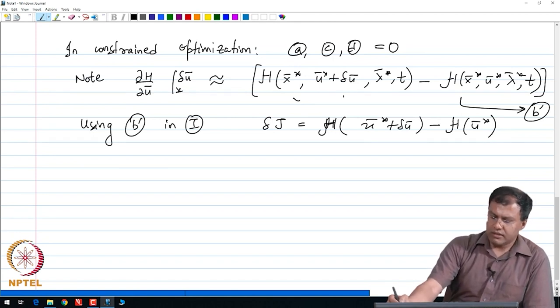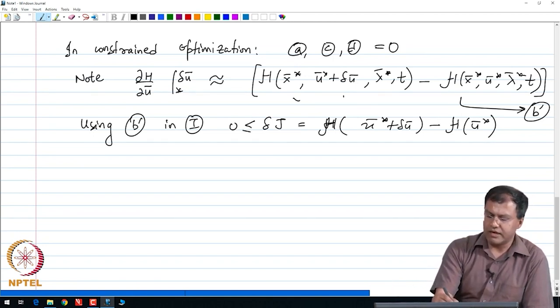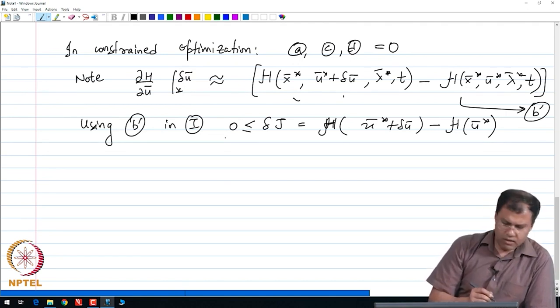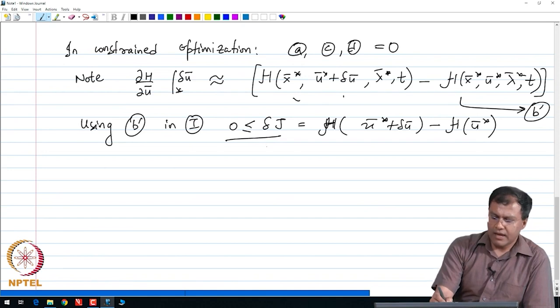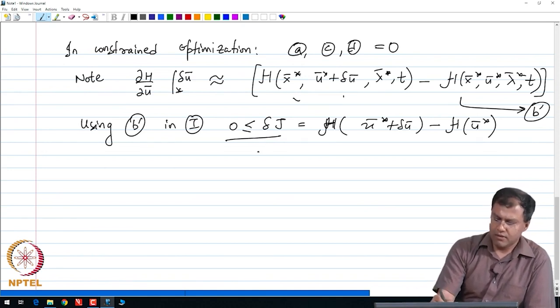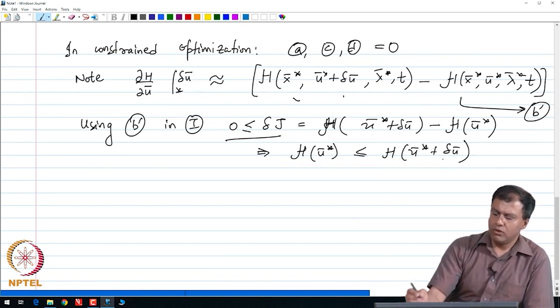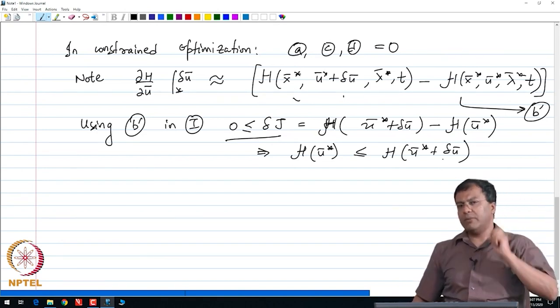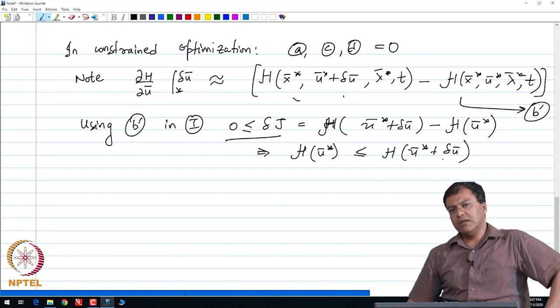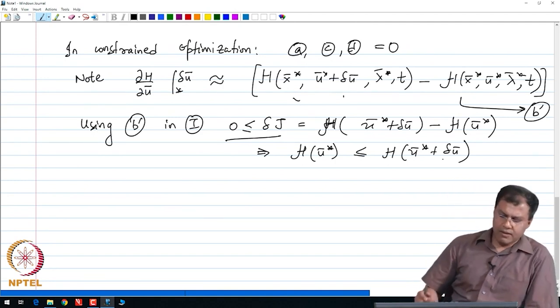Okay. So, this we have to satisfy that this is greater than or equal to 0, right. This is what we had to begin with, and then from here what we get is that H at u star is less than or equal to H at u star plus delta u. So, the final argument is that the Hamiltonian value at the optimal condition for the constrained optimization should be such that it gives me the minimum value in the neighborhood of the optimal control, right.